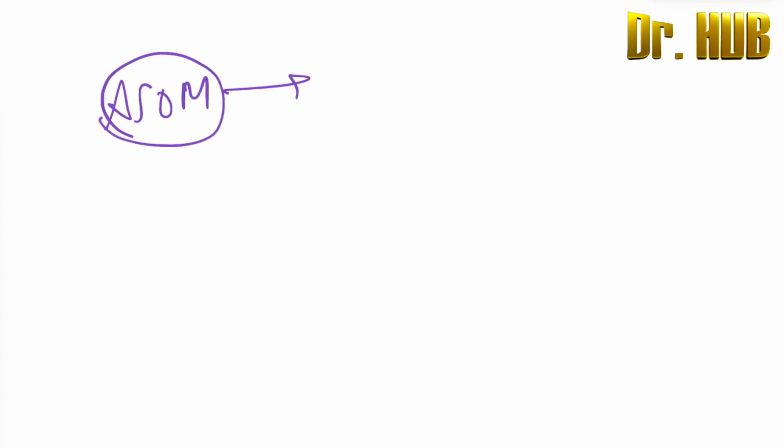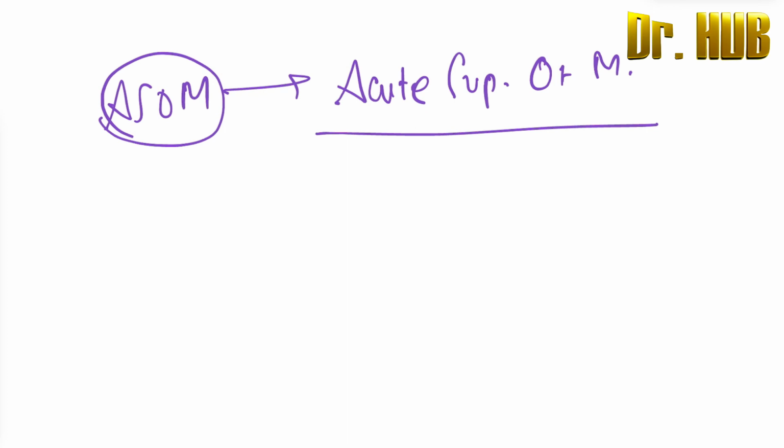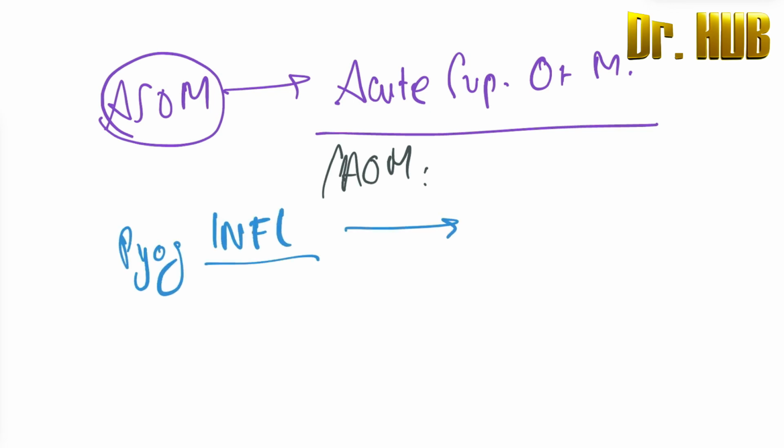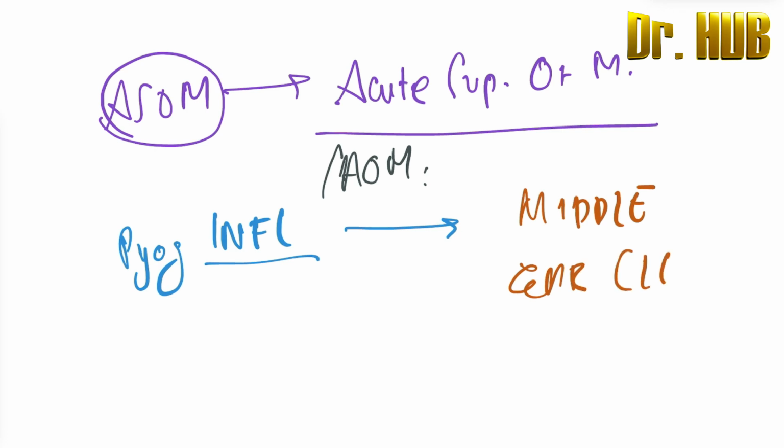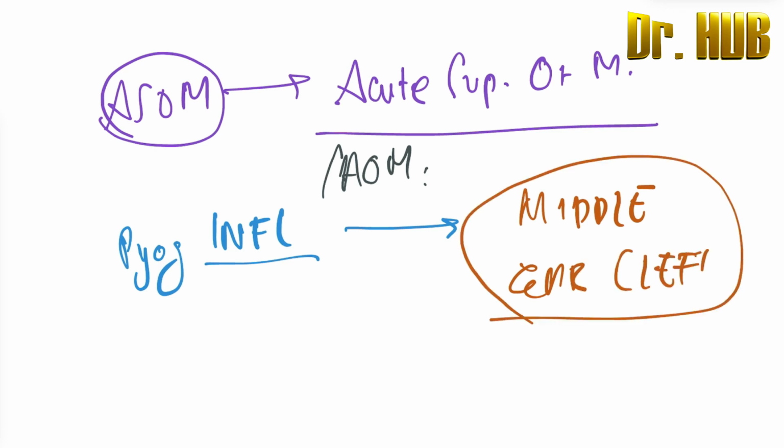Next we look at the ASOM. ASOM stands for acute suppurative otitis media, and it is also known as acute otitis media, AOM. What is the pathology here? The pathology is a pyogenic inflammation of the middle ear cleft. So ASOM is a pyogenic inflammation of the middle ear cleft, and the duration is less than 6 weeks.